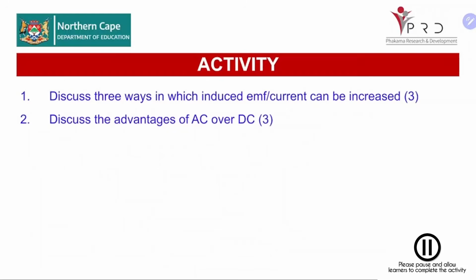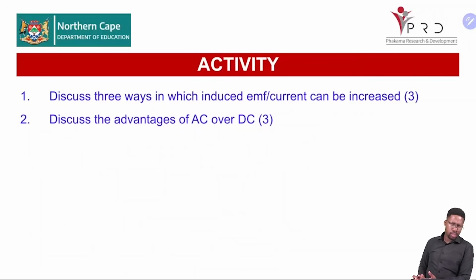The first question is saying, discuss 3 ways in which induced EMF can be increased. One can say, increase the number of windings of the coil. The other one can say, increase the number of rotations. The other one can say, increase the magnetic field strength by bringing magnets closer together. So those are the 3 ways in which we can increase the induced EMF.